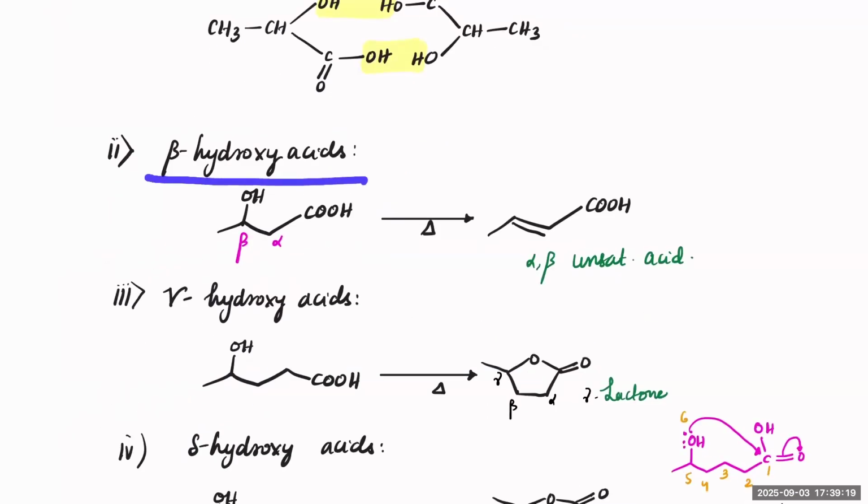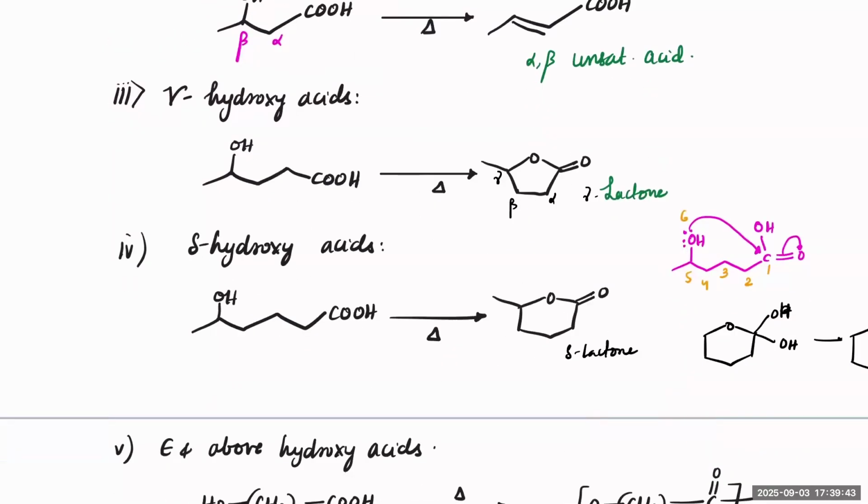If you have beta hydroxy acid, this was alpha position, this is beta position. If you have beta hydroxy acid and heating, then you simply dehydrate it. That means OH from here and H from here can be removed out and make a double bond. So that's how you get an alkene form. So alpha, beta unsaturated acids you will get. Okay. Next, gamma hydroxy acids.